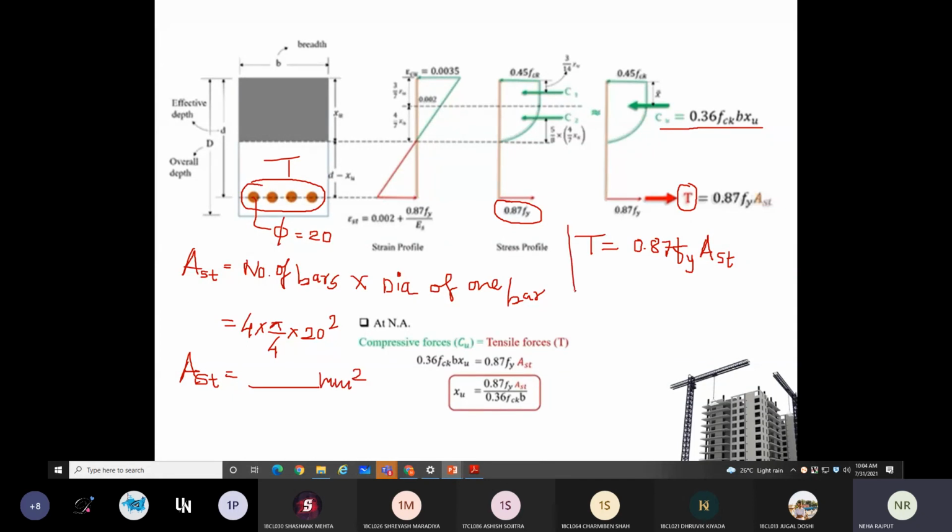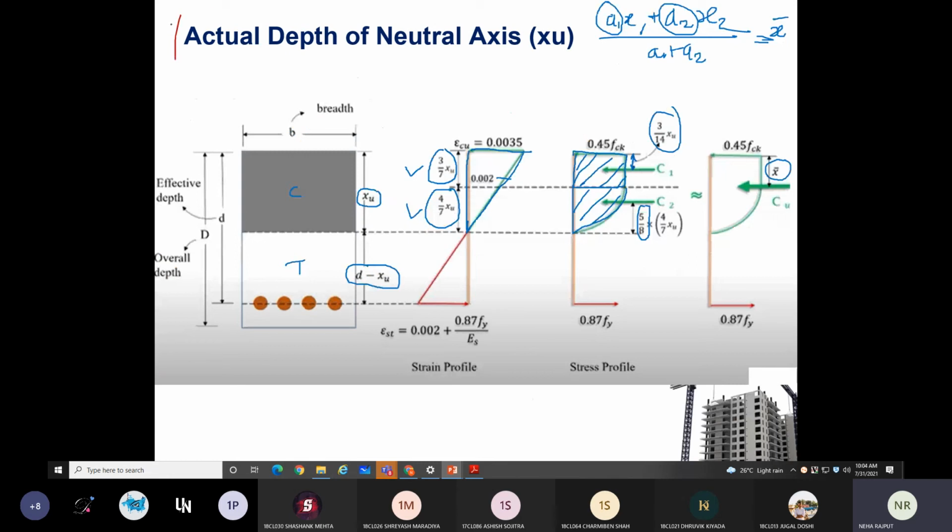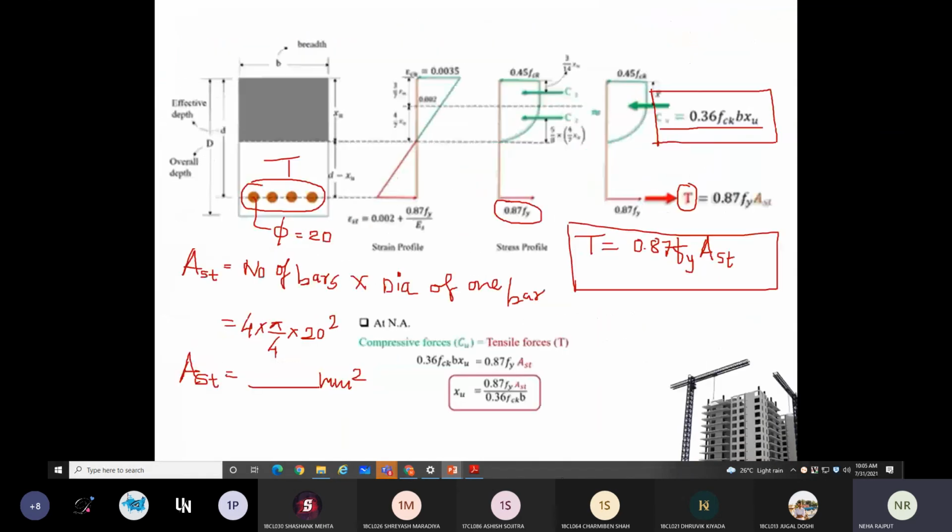So your tension force is 0.87 fy Ast. Compression force is 0.36 fck b into xu. Right. Now our question remains: what is the actual depth of neutral axis? To find the actual depth of neutral axis, you consider that at the neutral axis there is no tension, there is no compression. So I can write C is equal to T.